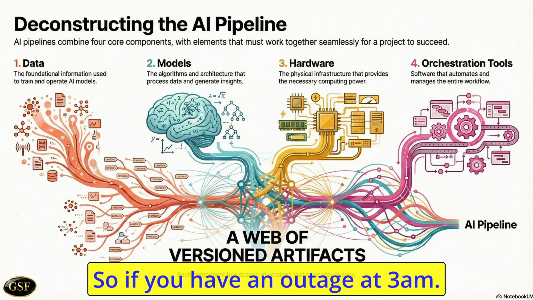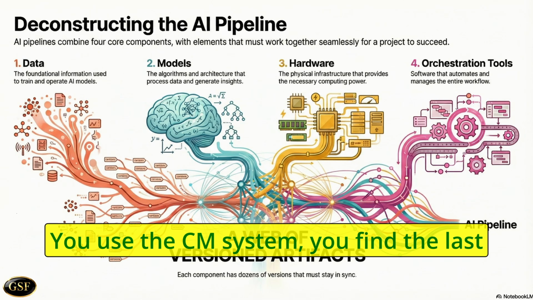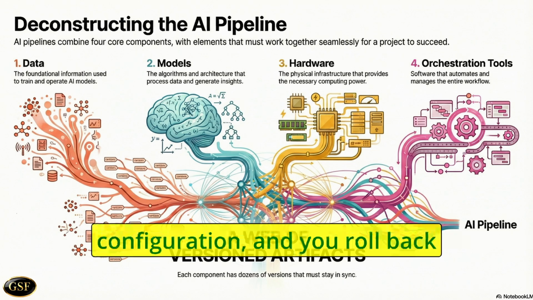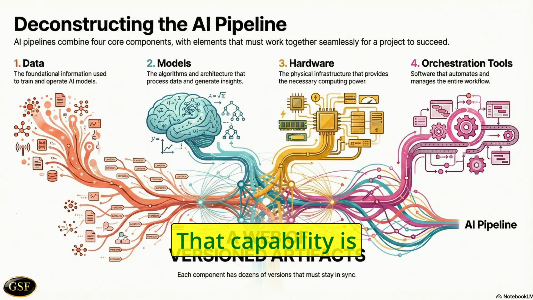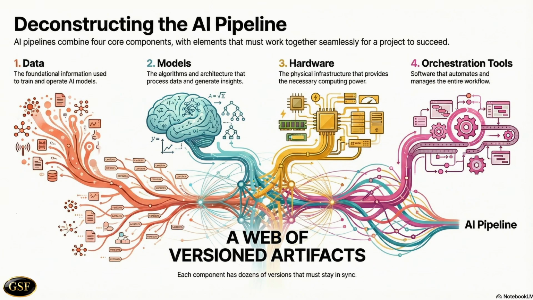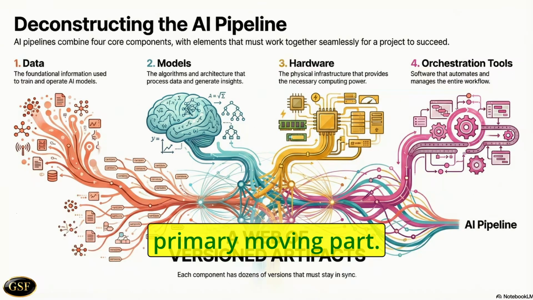So if you have an outage at 3 a.m., you don't troubleshoot. You use the CM system, you find the last known stable baseline configuration, and you roll back to it. You minimize the downtime. That capability is powered entirely by CM. That makes perfect sense for traditional software, where the code is really the primary moving part.